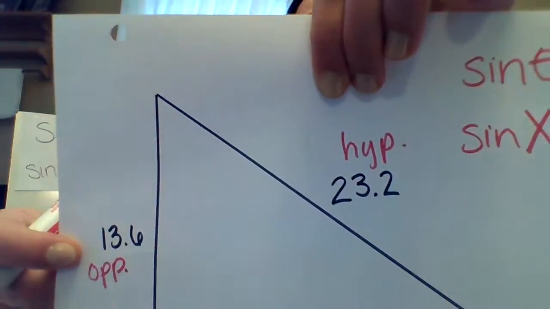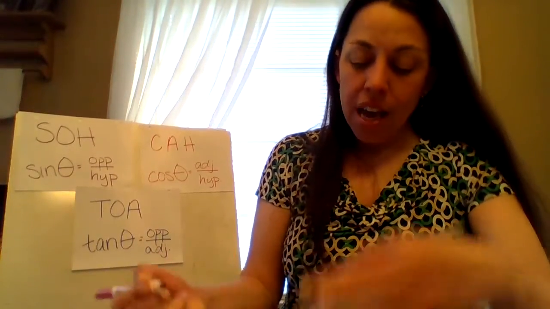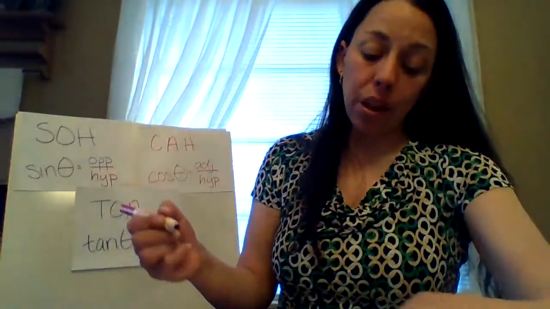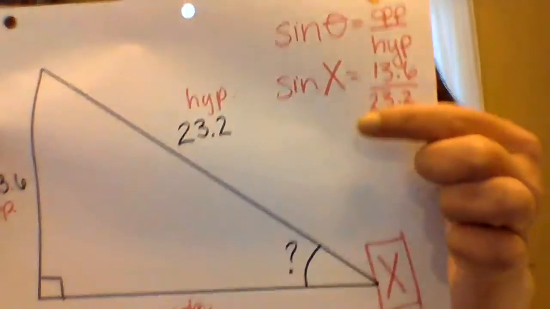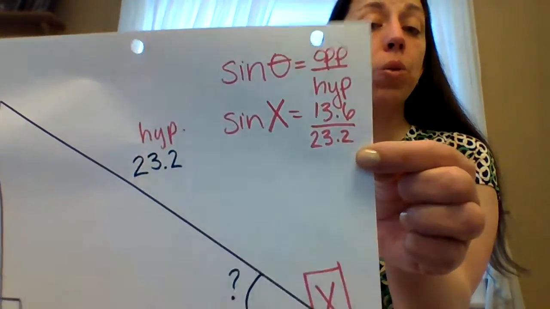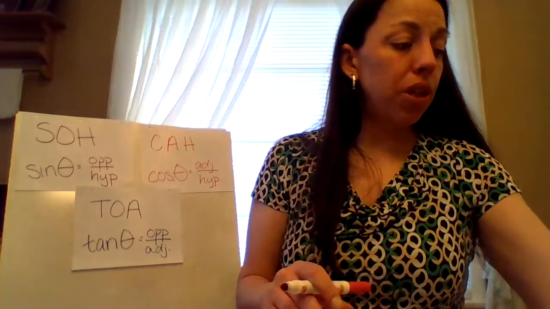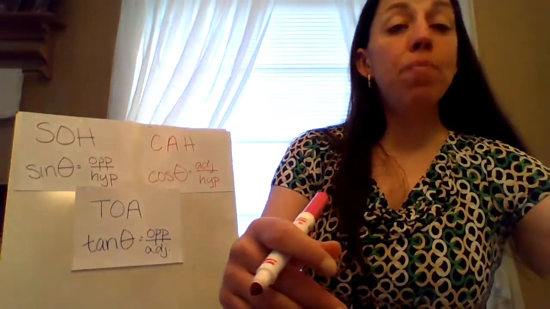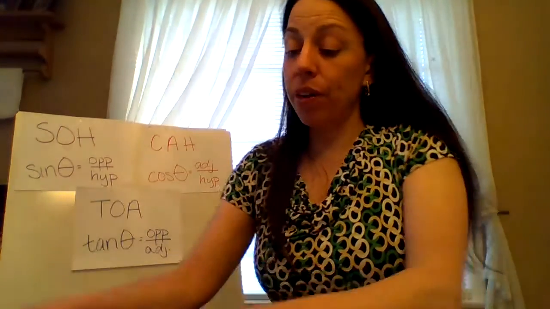What is the value of my opposite leg? You guys correctly told me opposite was that 13.6. And what is the value of my hypotenuse? Thank you, 23.2. And so now I see sine of x equals 13.6 over 23.2. How can I get rid of sine? Yep, just a few minutes ago we did it right here. In order to get rid of sine, we have to pick sine inverse.